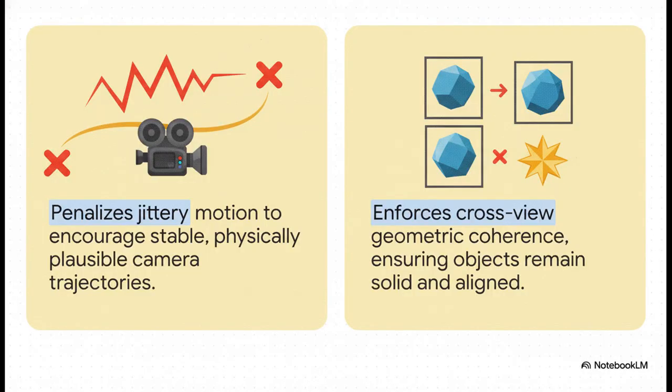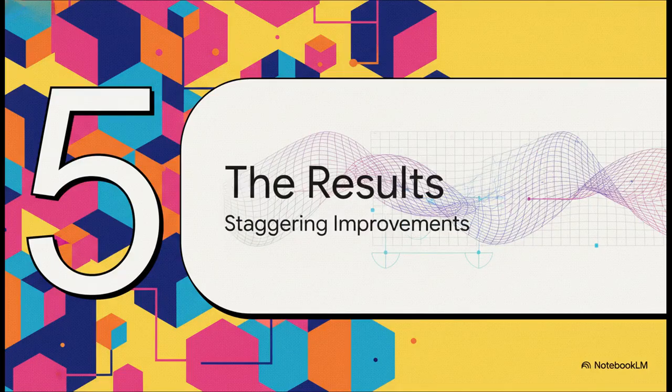Okay, the second piece of the puzzle is teaching the AI with these smart rewards. It's kind of like training a dog, but for physics. First, there's a camera smoothness reward. Basically, it penalizes the AI anytime the camera gets jittery, teaching it to be a nice, steady camera operator. Then you have the geometry consistency reward. This one teaches the AI that, hey, if you draw a rock from this angle, it needs to look like the same solid rock when the camera moves over here. No more melty objects.